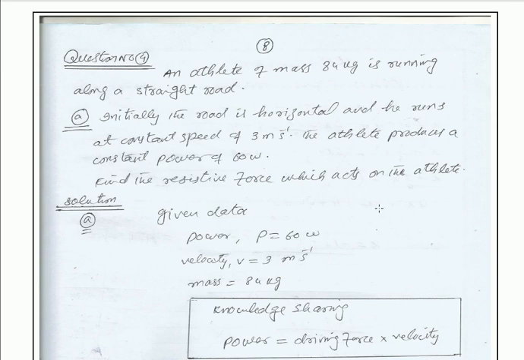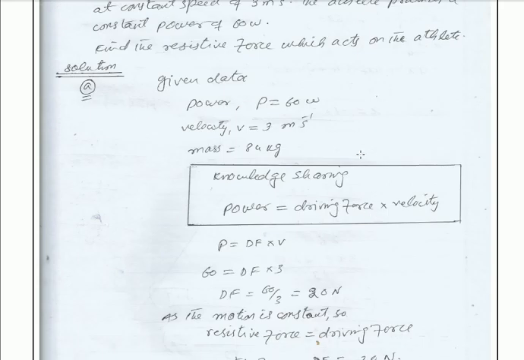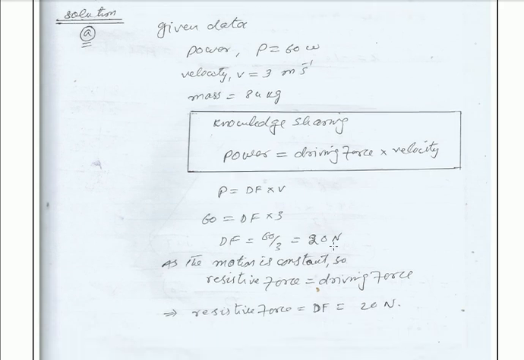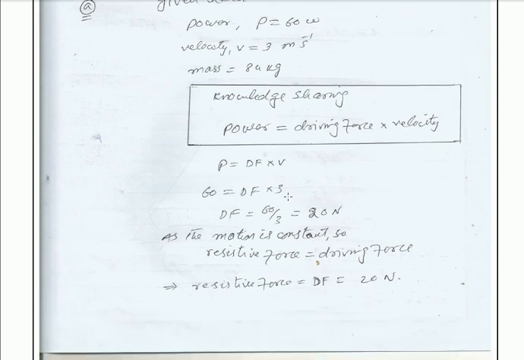So now we shall find out the resistance force on the athlete. In part A, in the solution section, the given data is: power is 60 watts, velocity is 3 meters per second and mass is 84 kg. We know that power is equal to driving force times velocity. Here P is the power, DF is the driving force and V is the velocity. By putting the given values, power is 60, velocity is 3. After simplification, we get driving force equal to 20 Newton. As the motion is at constant speed, the resistance force equals the driving force. So the resistance force is 20 Newton.